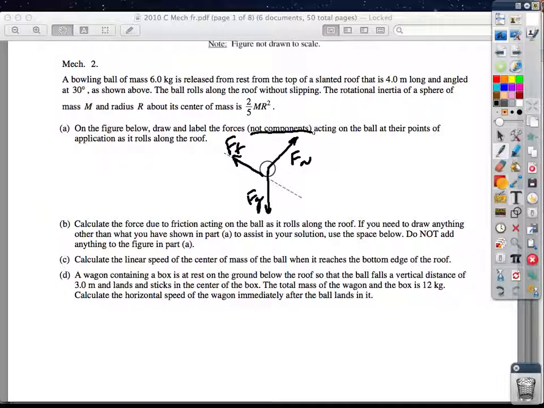Okay, then calculate the force due to friction acting on the balls that roll on the roof. So when you draw the forces, is it okay if you draw friction from the center?